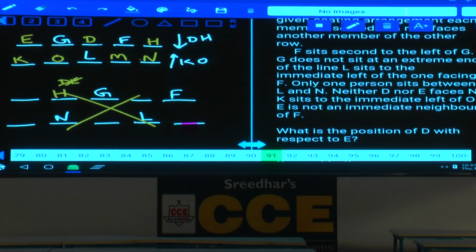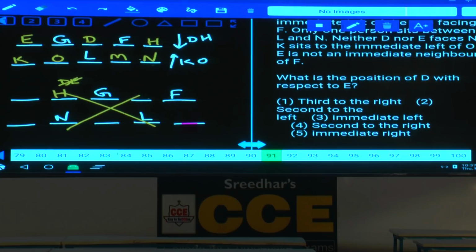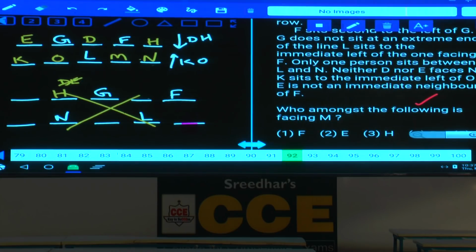Done. This is how these 10 persons are seated in 2 different rows, 5 in each of these rows. Then in question number 91, what is the position of D with respect to E? Position of D with respect to E, second to the left, that is given in choice 2. Then 92, who among the following is facing M? F is facing M, choice 1.